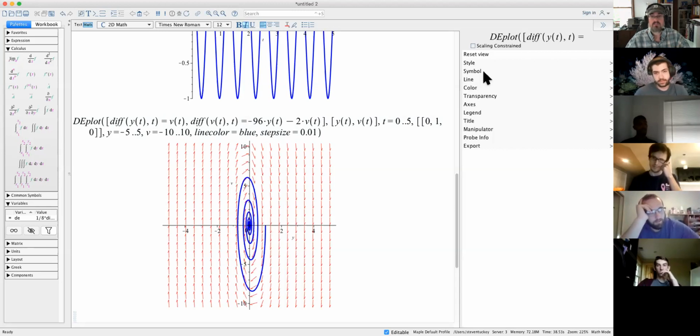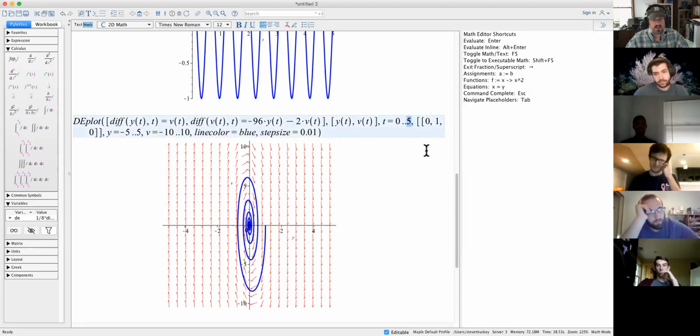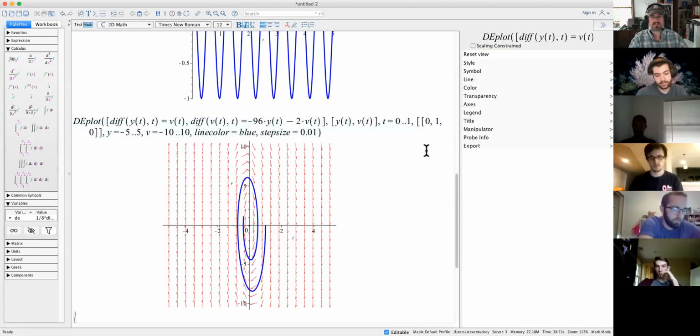And by the way, if I were to change this from 0 to 1 second, we wouldn't see all of that motion. We would only see about 1.5 rotations, right? So we can control how much of the curve we see on the phase plane by altering the independent variable, the time, right? We can change the herky-jerkiness of the curve by changing the step size.